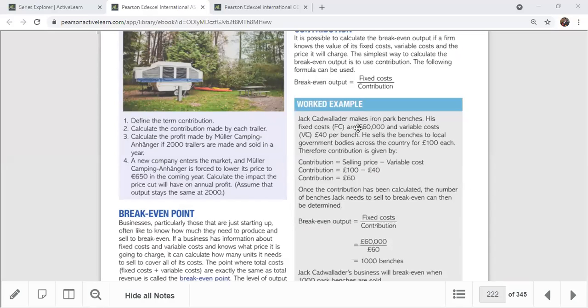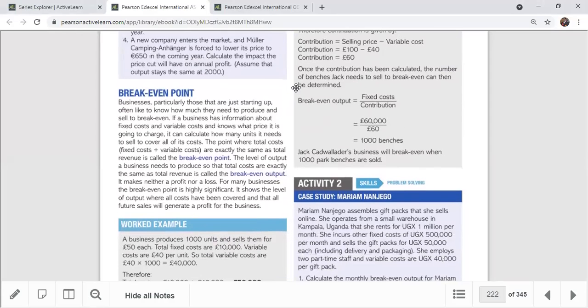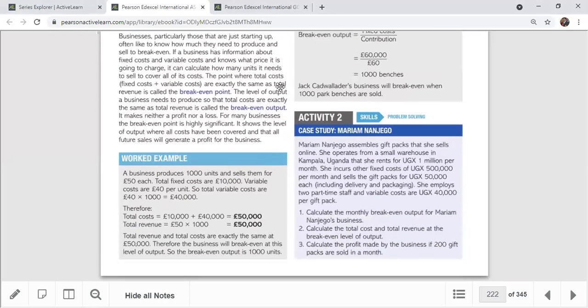In the break-even calculation, we talk about the break-even. We are mainly using this formula: fixed cost over contribution. So contribution equals selling price minus variable cost, right? After that, we talk about the break-even chart as well, the margin of safety, everything. So today I'm going to discuss this question with you, Mariam Nanjengo.